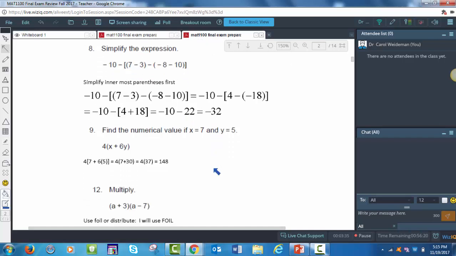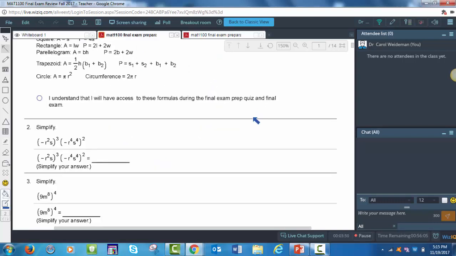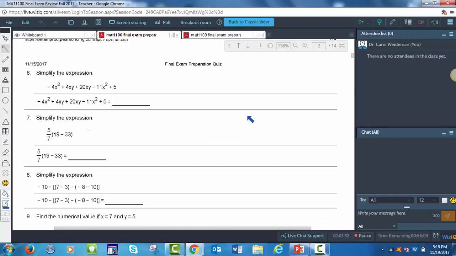Find the numerical value if x equals 7 and y equals 5. So we're going to replace x with 7 and y with 5. So we have 7 plus 6 times 5, so that's 7 plus 30 or 37. Multiplied by 4 is 148. Let's go back over here for the next few.